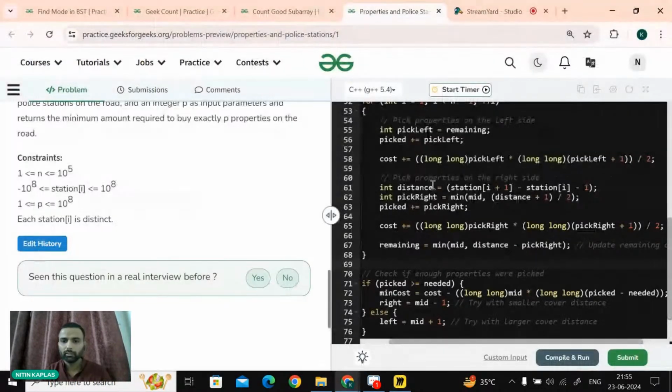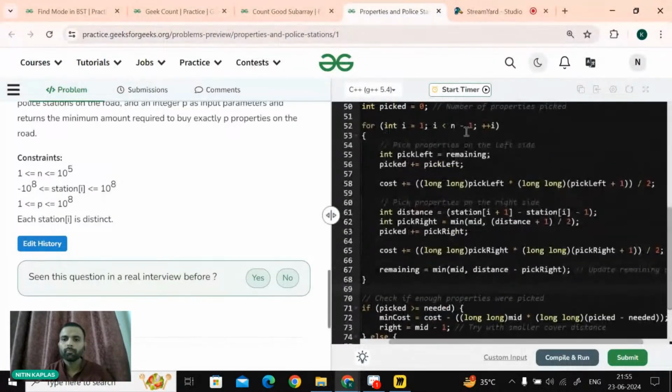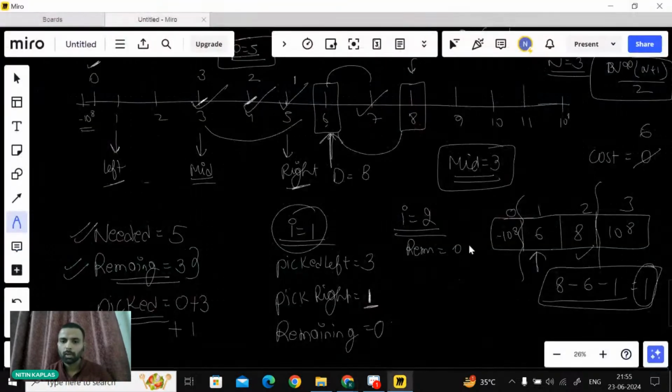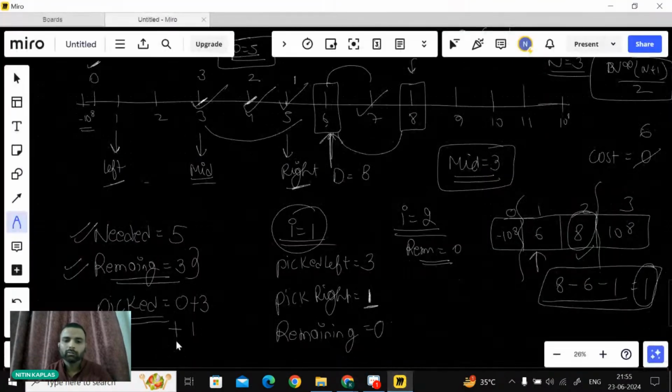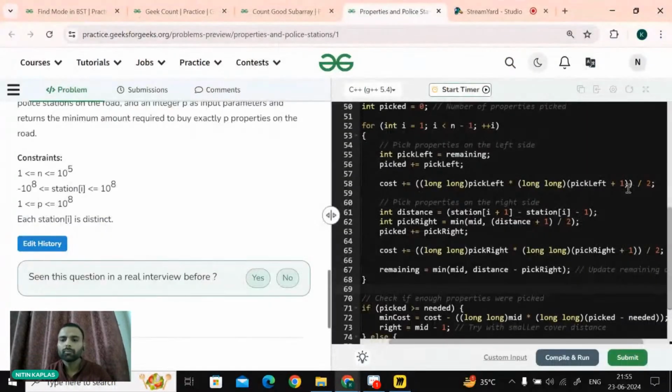Again, when this is finished, go into the for loop with i equal to 2. When i equals 2, remaining will be 0. It means you are not able to buy anything in the left direction, because you are now at this station. After that, what is left pick? 0. What is picked? Picked is already 4, because I'm not buying here, since I have the 0 count. So what is the cost? Cost is 0 because my left pick is 0.